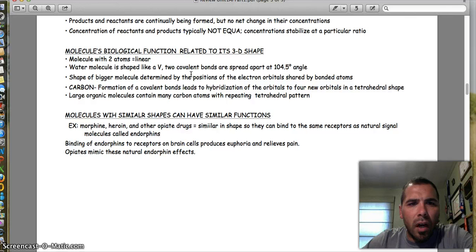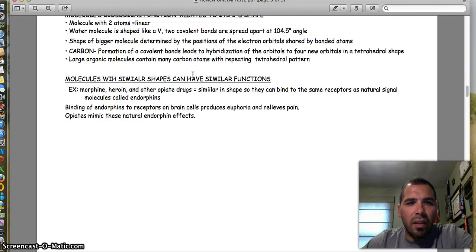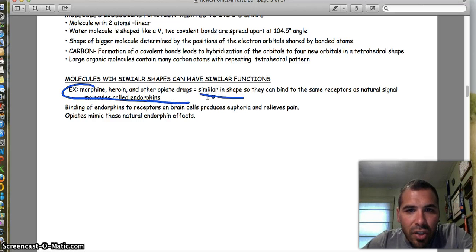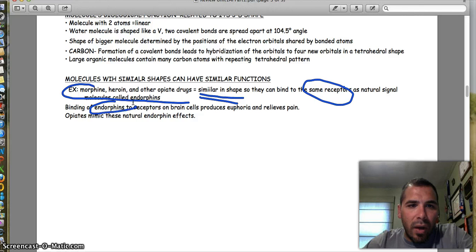Water molecule, carbon molecules, similar functions, I think. Okay, I did ask about this one. Remember, morphine, heroin, other opiate drugs, similar shape, so they can bind to the same receptors, similar structure, similar function. Same thing with endorphins, binding receptors, brain effects, euphoria, and release of pain. Opiates mimic these natural endorphins.